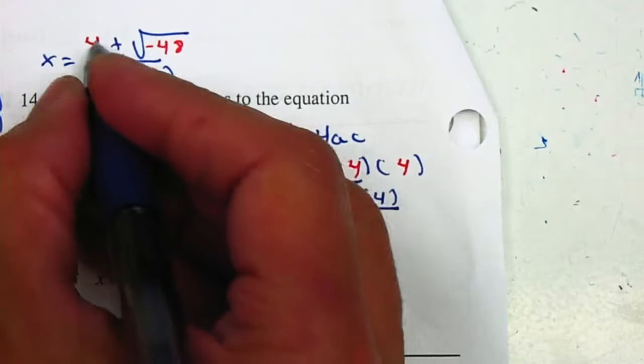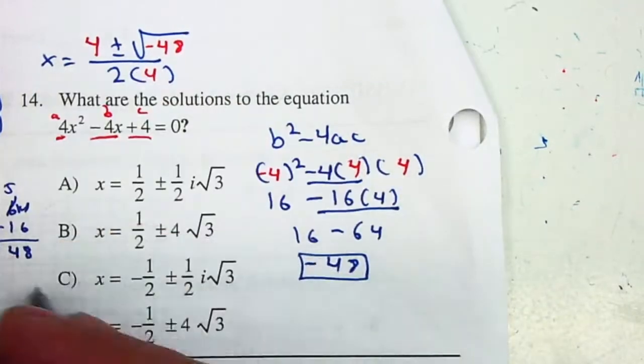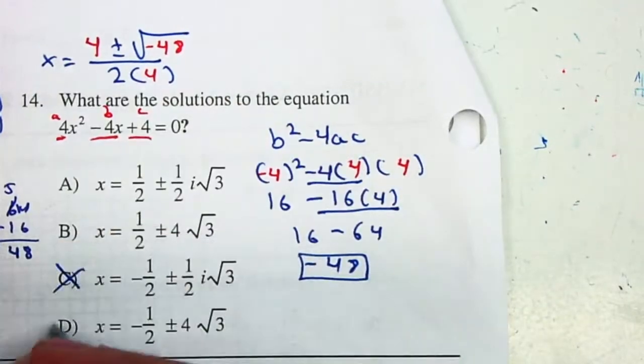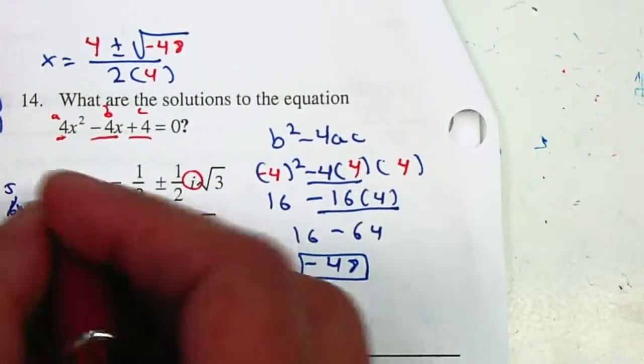Now, notice that I'm going to end up with a positive number here. So I know that my answer cannot be C or D, because those two are negative. And I also notice that I have a negative inside the square root, so that's going to create the i. So your answer is A.